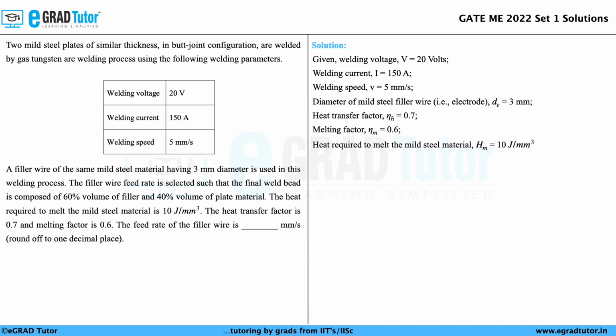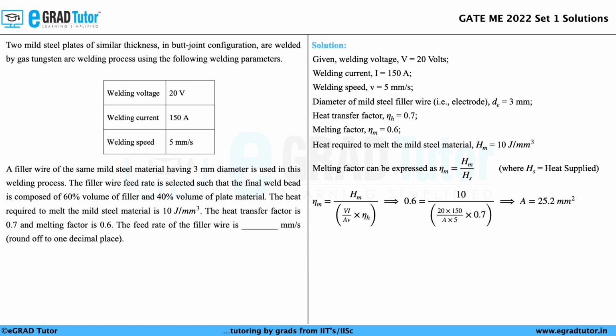Melting factor is usually defined as eta m is equal to Hm by Hs, where Hm is the heat required to melt and Hs is the heat supplied. Eta m is equal to Hm by (V i by A v) into eta h, where V is the welding voltage, I is the welding current, A is the area of the filler wire, and small v is the welding speed. Eta h represents heat transfer factor.